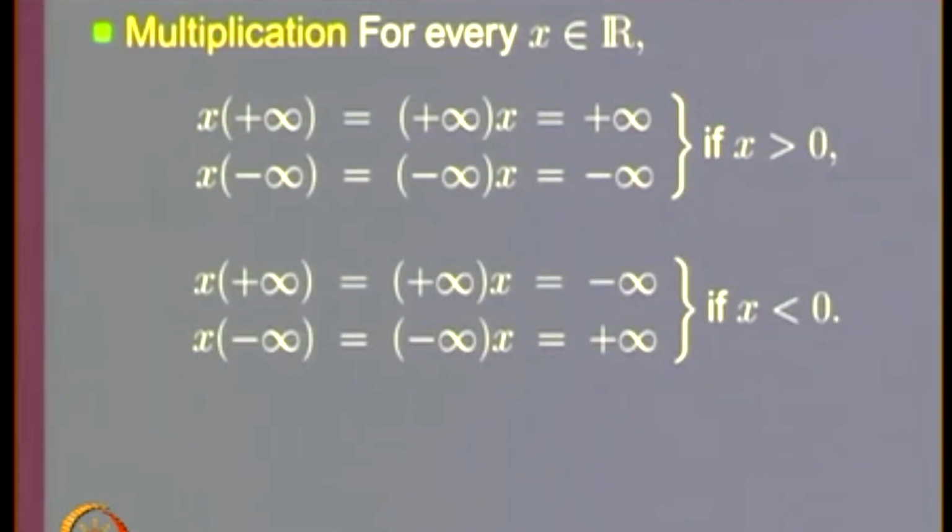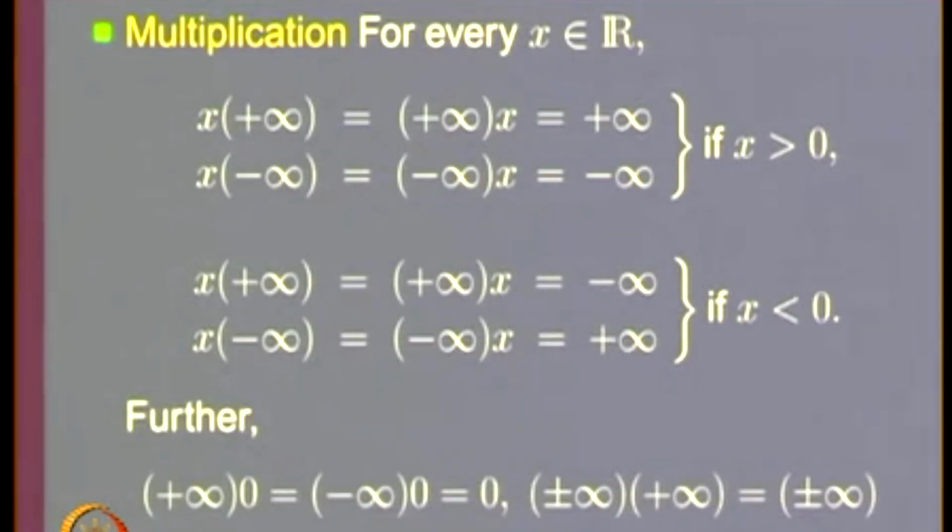So these are the rules for multiplication, and of course there is a particular element called 0 in the real numbers. How does that behave with respect to plus infinity and minus infinity? Here are the rules. Plus infinity into 0 is the same as minus infinity into 0, which is equal to 0. That is the same as for real numbers also. X multiplied by 0, whether positive or negative, is always equal to 0.